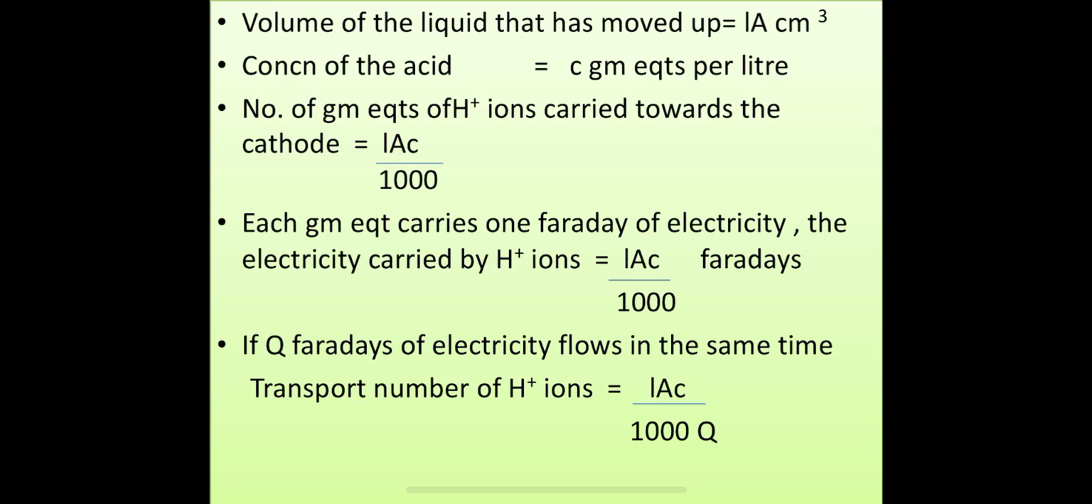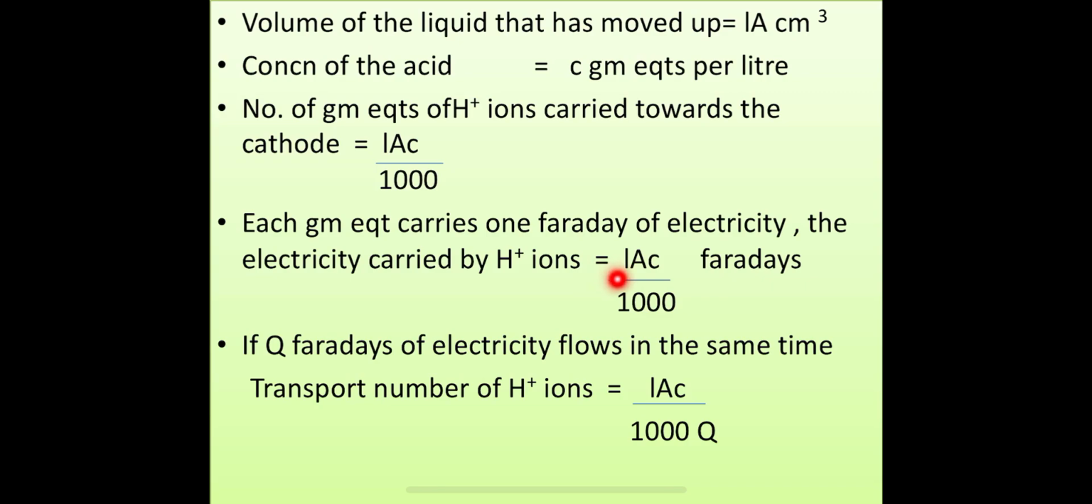Let the concentration of the acid be C gram equivalent per liter. Now, the number of gram equivalents of H+ ions carried towards the cathode is equal to LAC divided by 1000. This 1000 is because we are converting to the number of gram equivalents, the equivalent term. So that is why LAC divided by 1000. Since each gram equivalent carries 1 Faraday of electricity, the electricity carried by H+ ions is equal to LAC divided by 1000 Faradays.